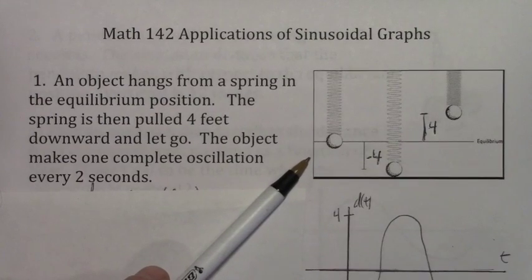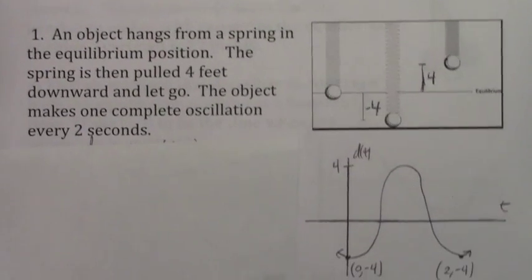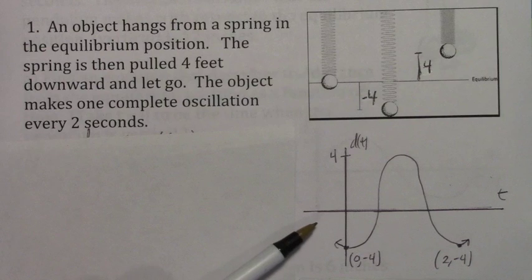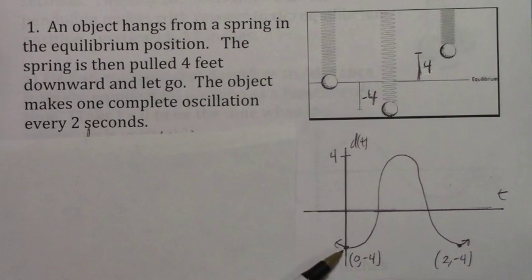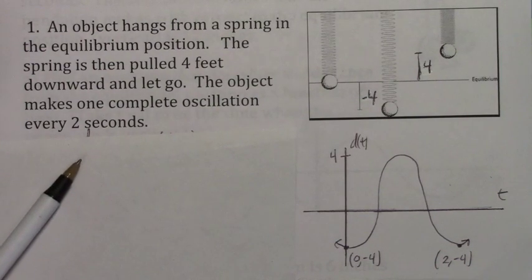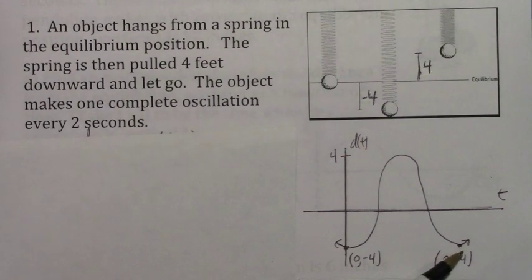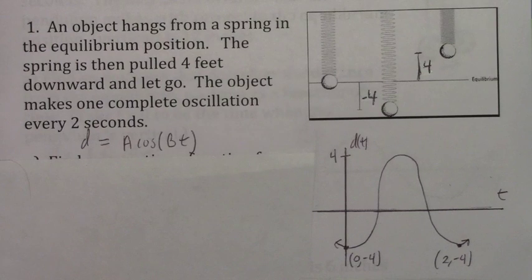So the graph, if you were to graph this situation, it would look kind of like this. At t equals 0, the ball's negative 4 feet below. And then since it takes 2 seconds to complete one cycle, at t equals 2 seconds, it's also negative 4 feet below. Anyway, so when you have to decide whether to use a sine or cosine graph, you should ask yourself, where do you start? In this case, since you pulled it down, you would start at the extreme point. In this case, it would be the minimum. So a cosine function is what you would use here.